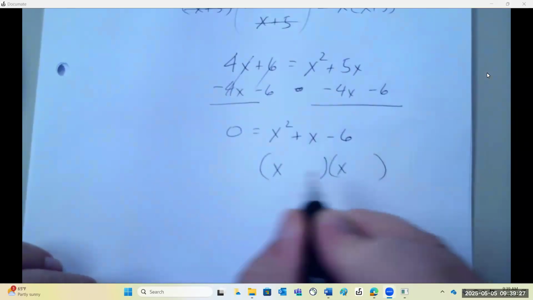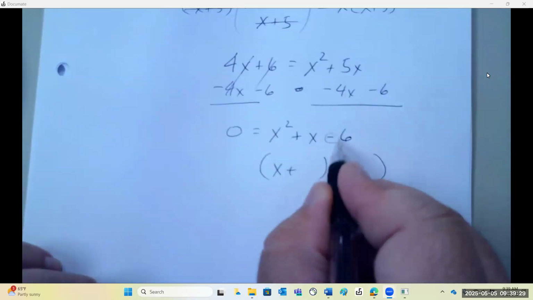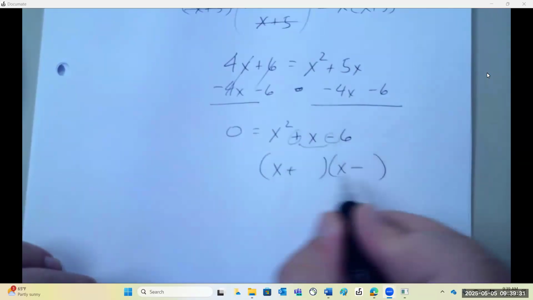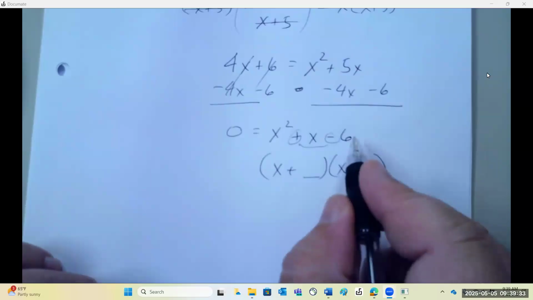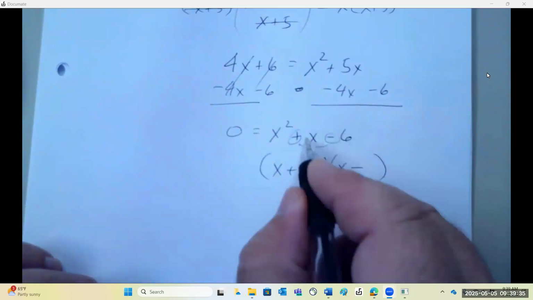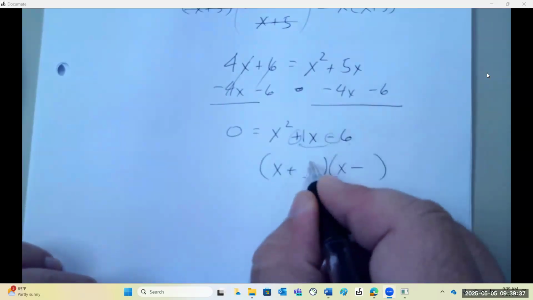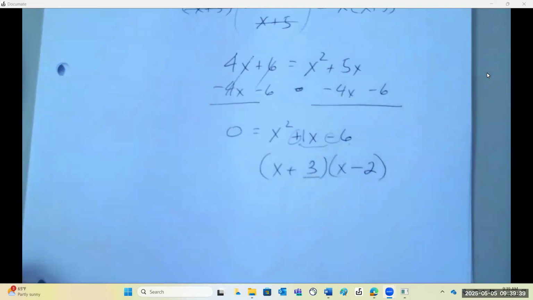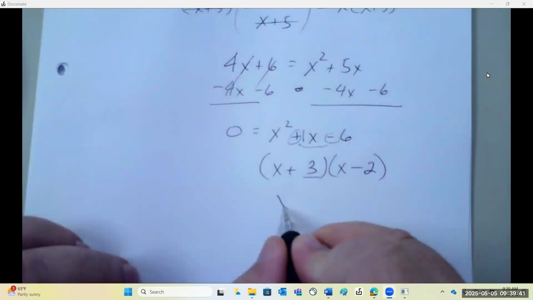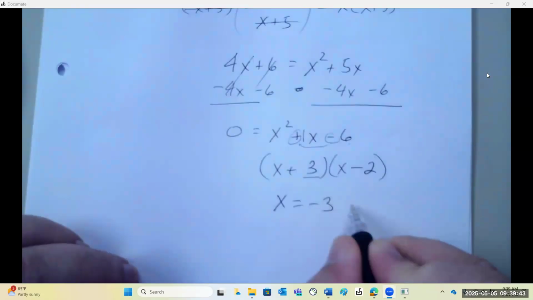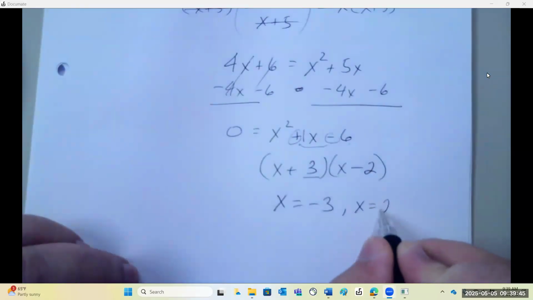Factor this one out, opposite signs. The bigger number gets the first sign, it's a plus. What times what is 6, and when you subtract them you get 1? 3 and 2, right. So x is equal to -3, and x is equal to 2.